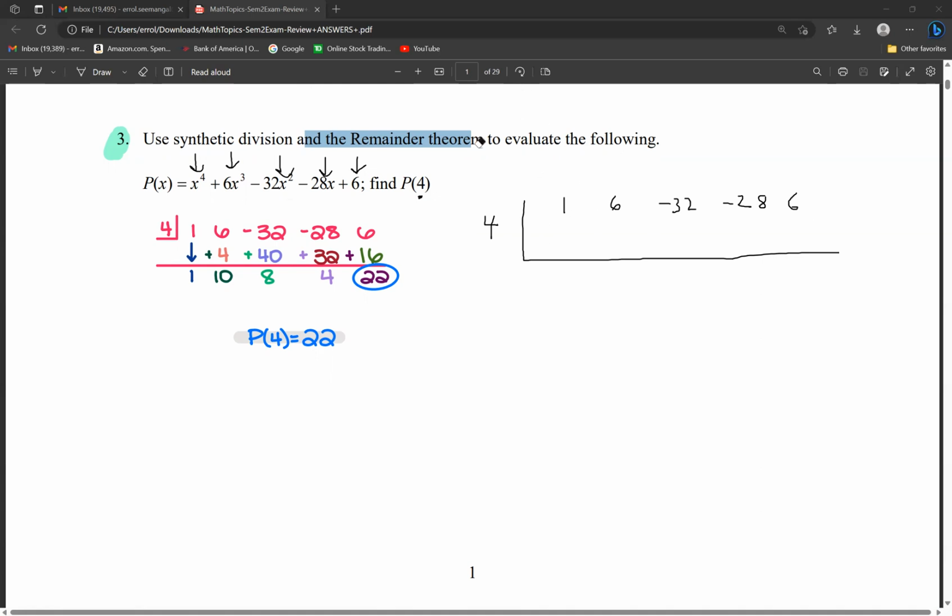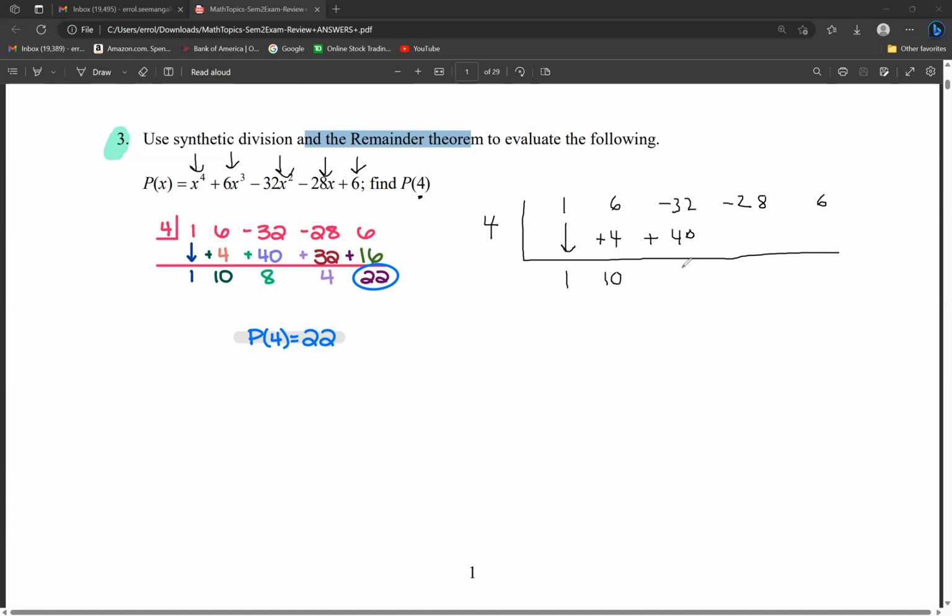You bring down the 1. So bring down the one. 4 times 1 is four. Now you add these: 4 and 6, that's 10. 4 times 10 is 40. Add them again, negative 32 plus 40.